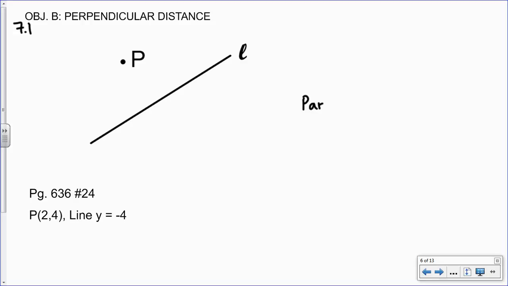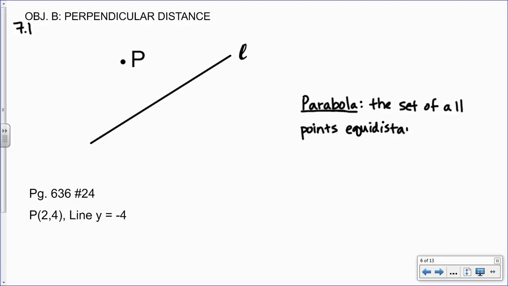Okay, so the definition of a parabola is the set of all points equidistant from a given point and line. That is the definition of a parabola.